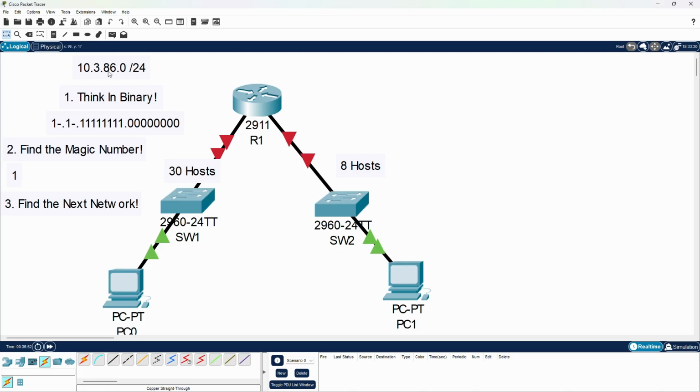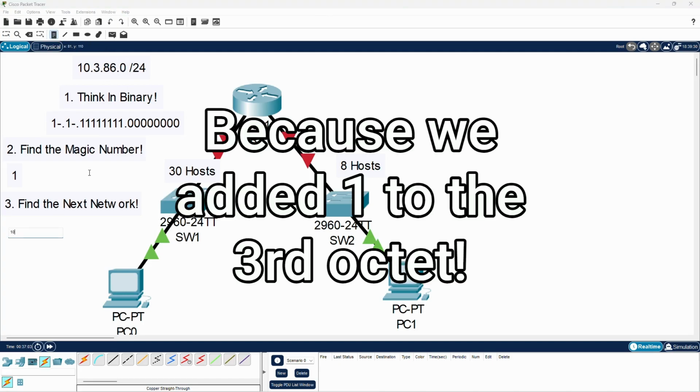So that 86, we already know because we have found the magic number, that the next network is actually 10.3.87.0.